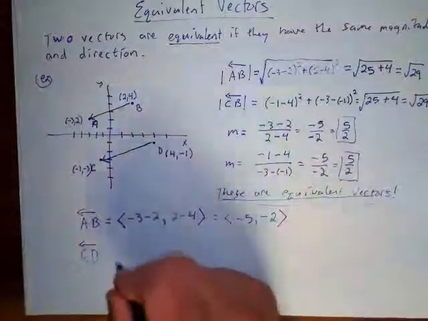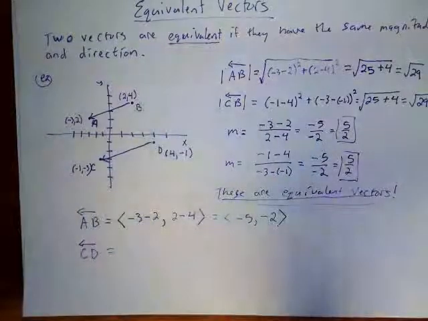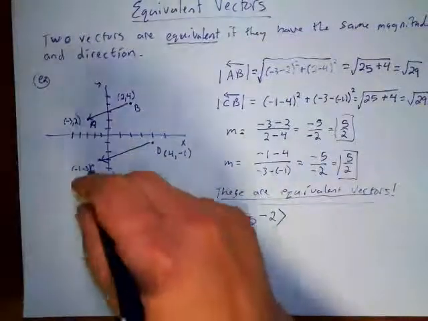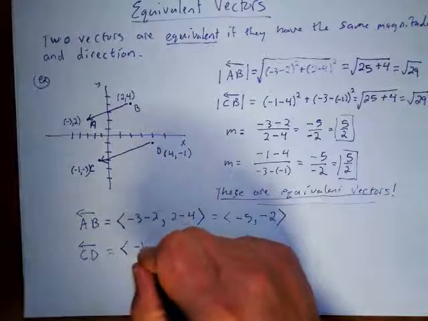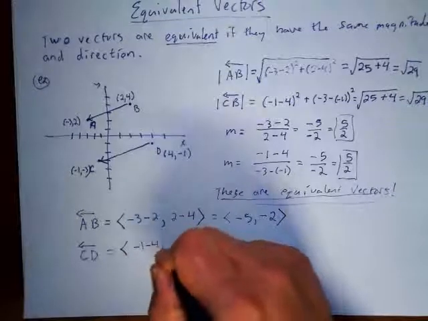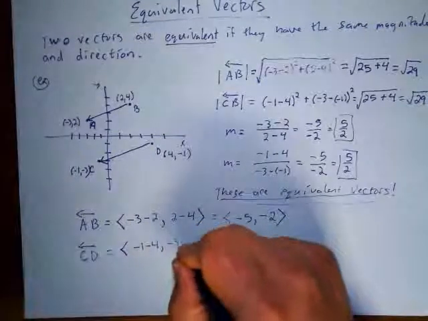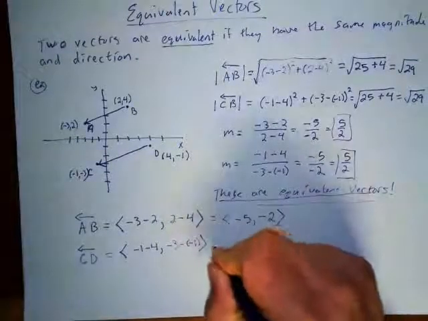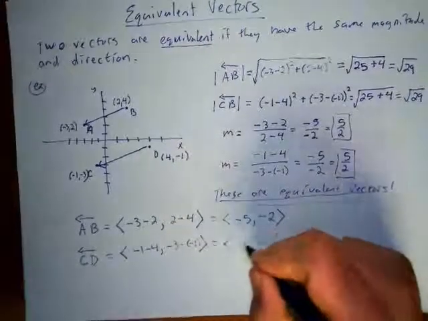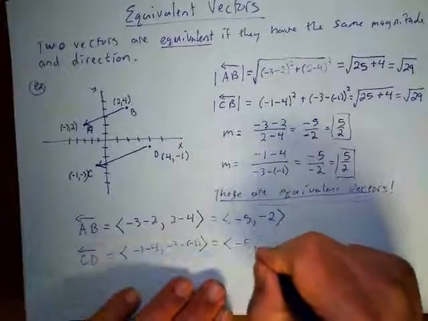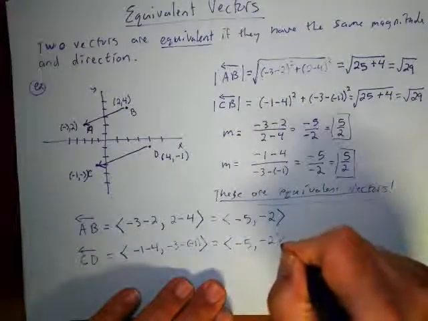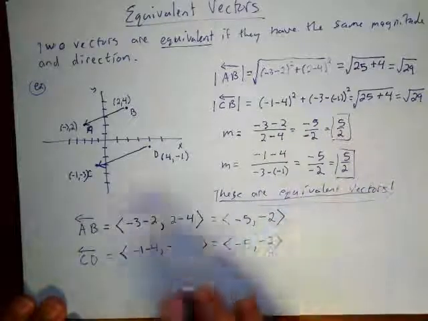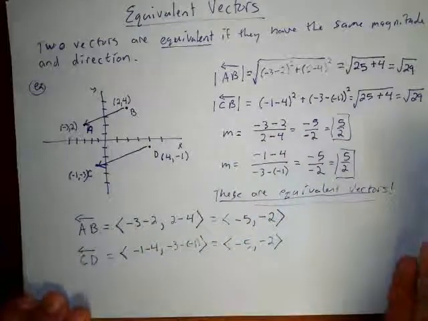Basically, two vectors are equal if they have the same component form. So negative 1 minus 4, and then negative 3 minus a negative 1. And so this is [-5, -2]. And so they have the same component form. They're really equivalent vectors.